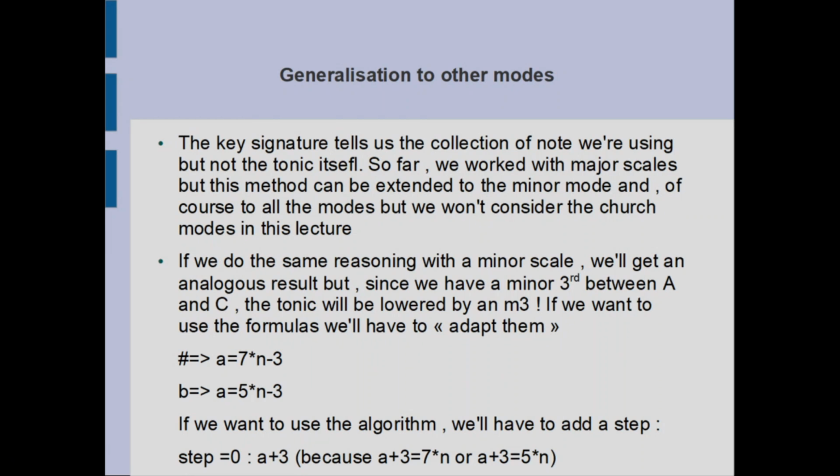Is it understood that with the minor mode you can use the formula, but you have to move backward by a minor third, because there is a minor third between C and A? You can write okay in the chat if it's okay for you. Nice.